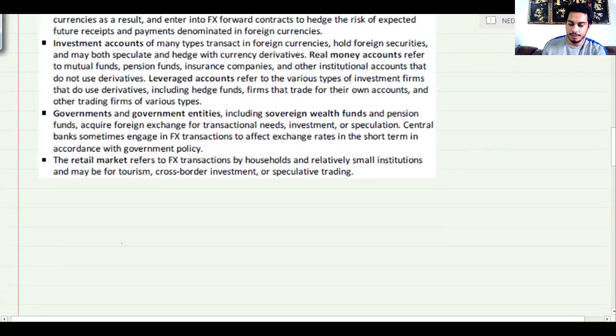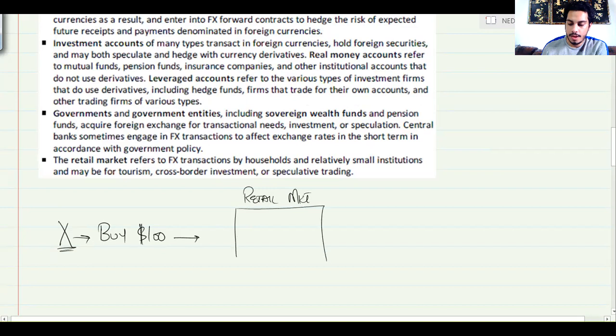So basically, let's suppose you are X, and you want to buy $100. For some reason, you want to buy $100. One market that you can go into is called the retail market, which you often see, which is also called dealer markets.